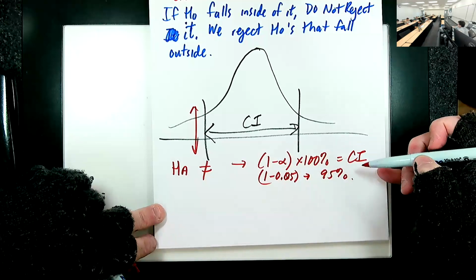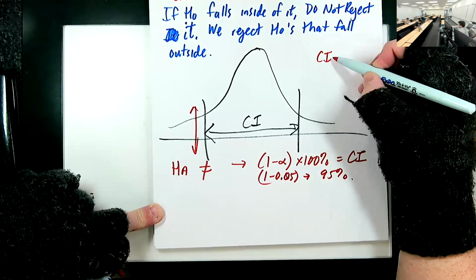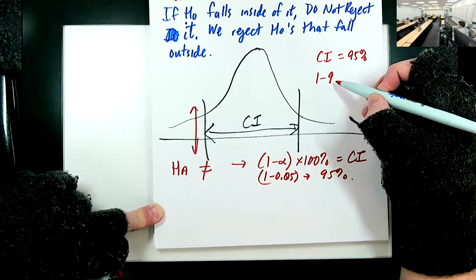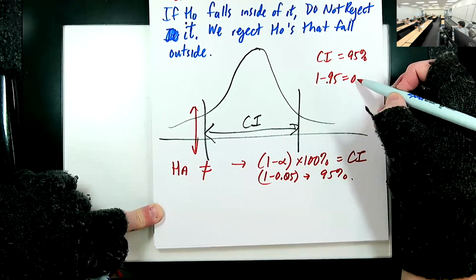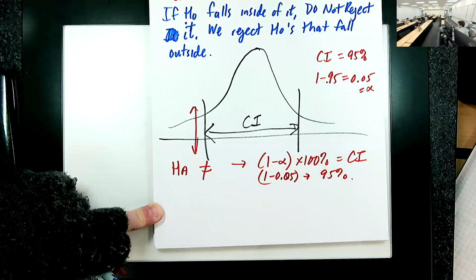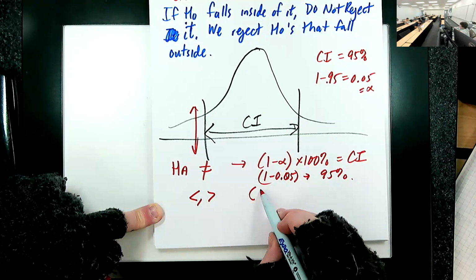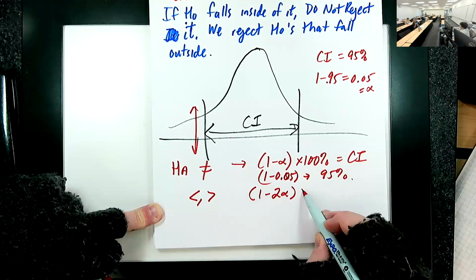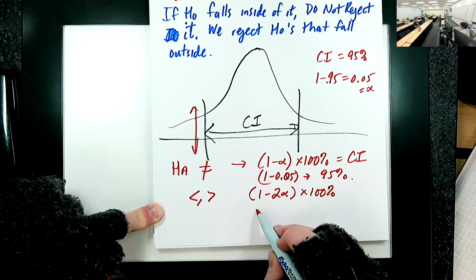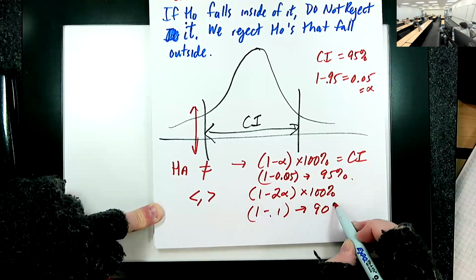And this works the other way. If you have a confidence interval percentage, say they give you CI as 95%, you can convert that into a decimal, go 1 minus 0.95 gives me 0.05, and that gives me my alpha. If it's less than or greater than, you want to do 1 minus 2 times alpha. So alpha being 0.05 would have given us 1 minus 0.1, which is 90%.